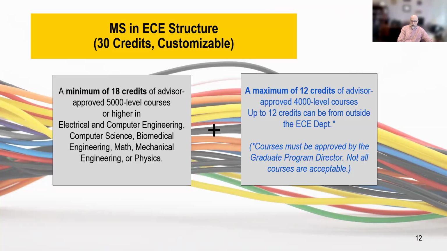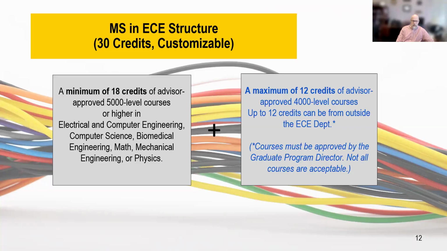So we do allow people to take up to 12 credits of 4,000 level courses. You don't have to take 12 credits. You don't have to take any of the 4,000 level if you don't want to, but you can. Sometimes there are very good senior level classes that will help you in your program. So the requirements: 30 credits total, 18 credits of 5,000 or higher, and up to 12 credits of 4,000 outside the department.